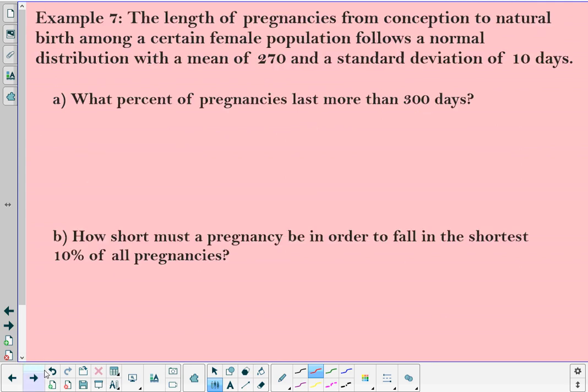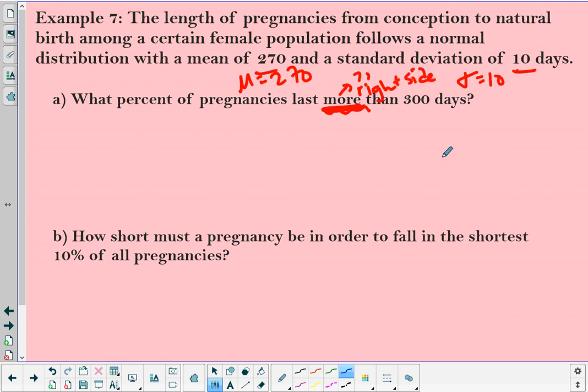All right, next one. We're going to just look at some real world examples here. It says the length of pregnancies from conception to natural birth among a certain female population follows a normal distribution with a mean of 270 and a standard deviation of 10 days. So mean is 270, standard deviation is 10. It's good to know. So what percent of the pregnancies last more? Read that verbiage right there. Than 300 days. More than. More than means greater than, or in other words, right side.